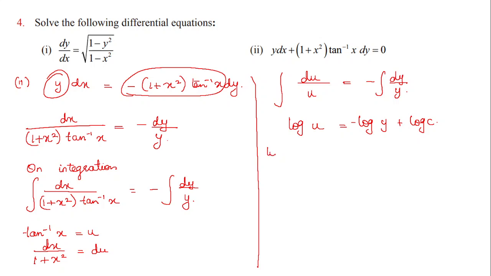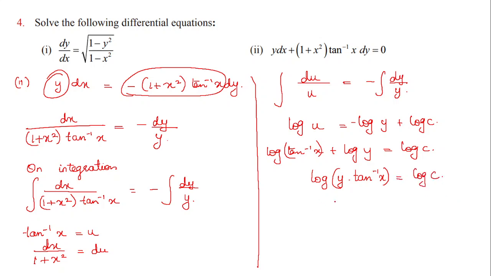So log u is nothing but log of tan inverse of x. Minus log y comes to the other side, plus log y is equal to log c. So log a plus log b is nothing but log a into b. So we can have log of y into tan inverse of x is equal to log c. Taking anti-log, we will get y into tan inverse of x is equal to c. This is the required equation.